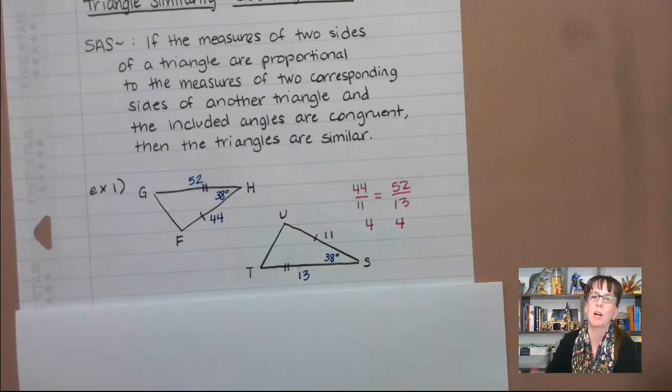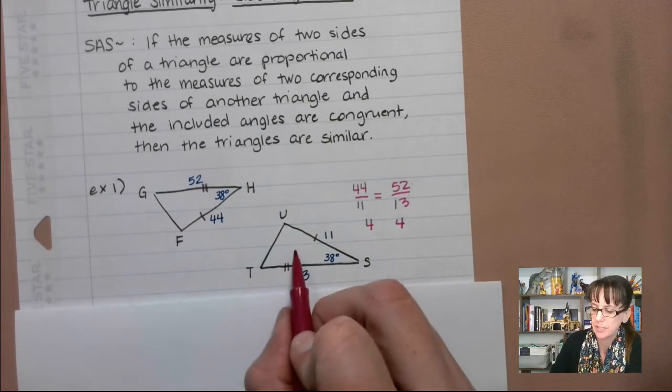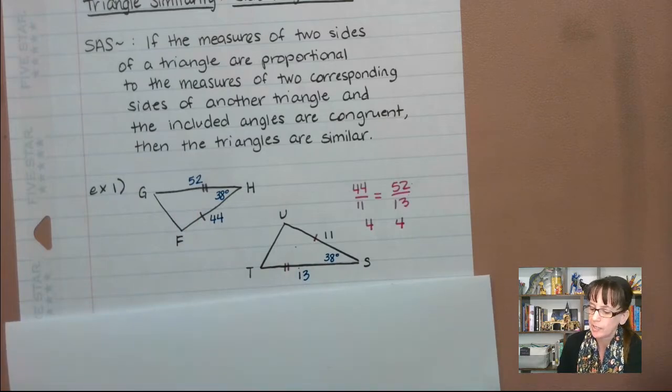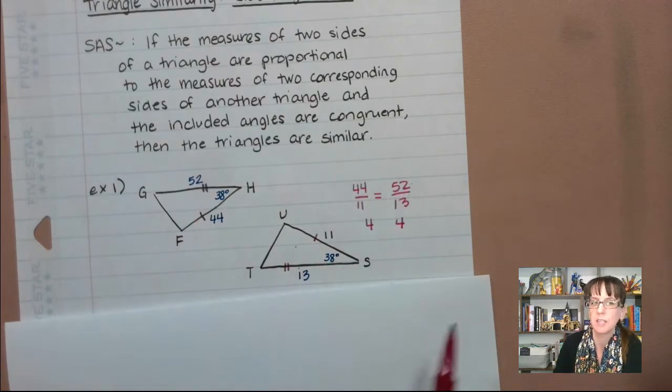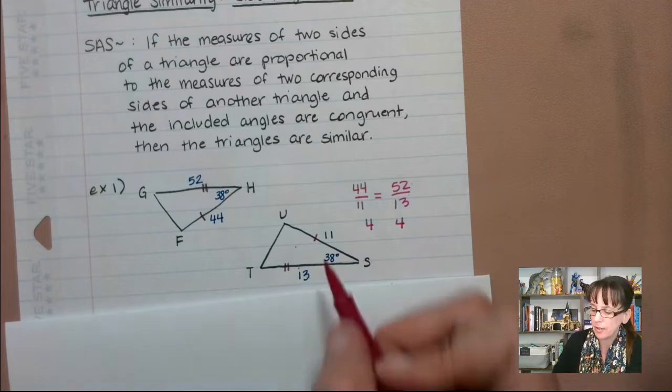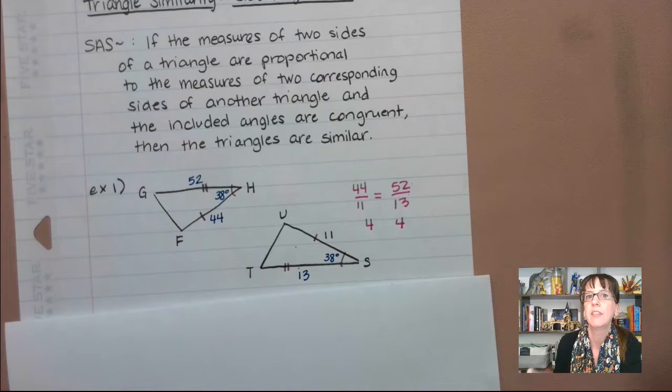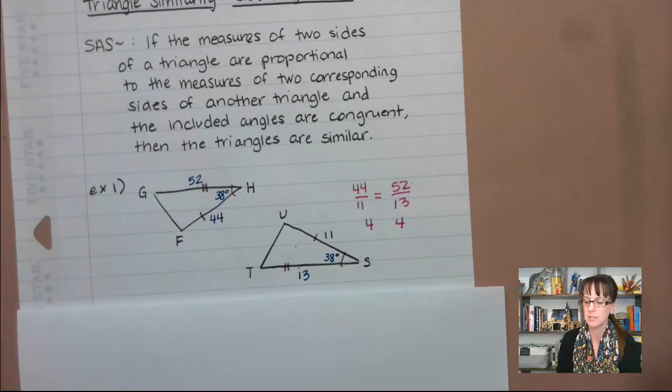That means a couple things. One, our scale factor is 1 to 4. If we go from this one to this one, it would be 1 to 4. But it also means that these two sides are proportional. And we know that the included angle, which is marked as 38 degrees on both of those, is congruent. So that means that these two triangles are similar.